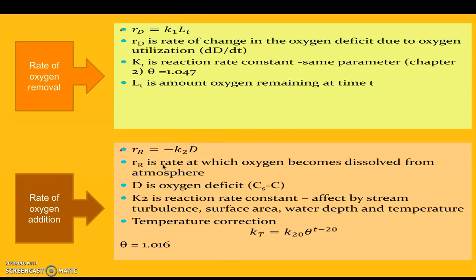For the temperature correction of K2, you can obtain it from table 3.2. We can use the correlation K2 equals K20, which is K at 20 degrees C, times theta to the power T minus 20. T is the temperature that you want to calculate.